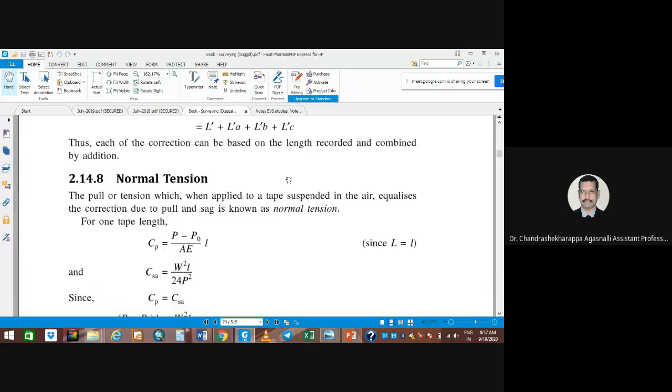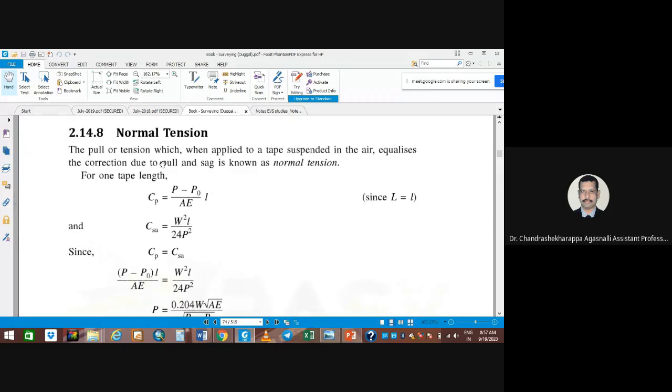So what is the normal tension here? The pull or tension which, applied to a tape suspended in the air, equalizes the correction due to the pull with that due to sag is known as the normal tension. This is called another one.